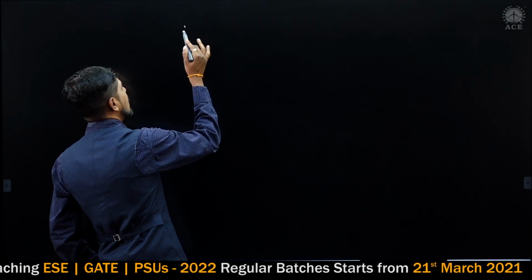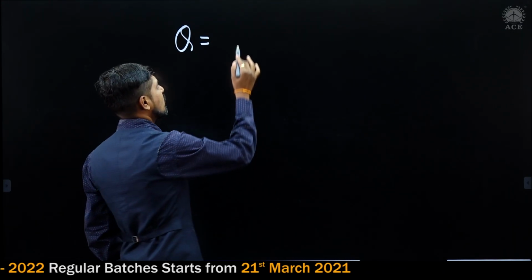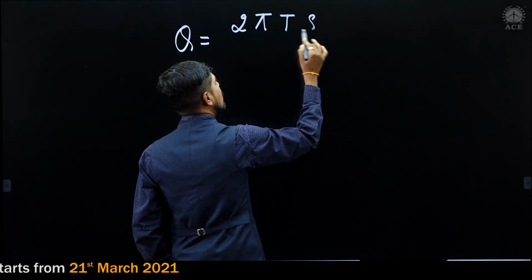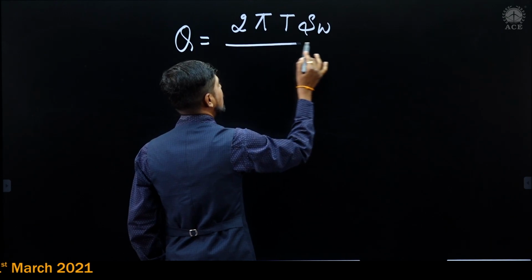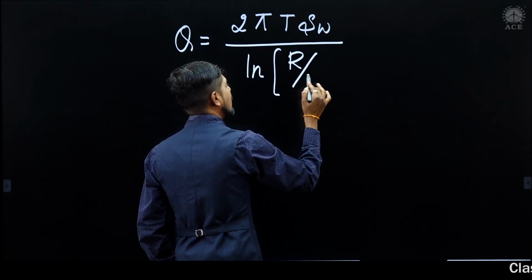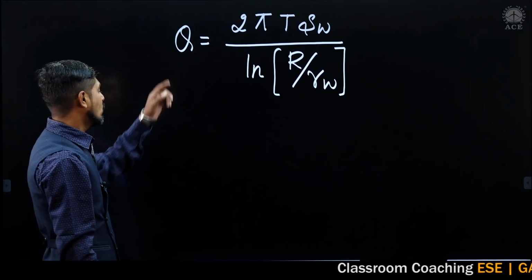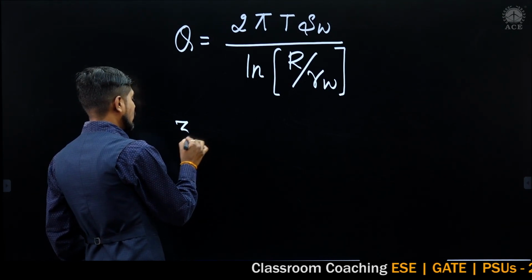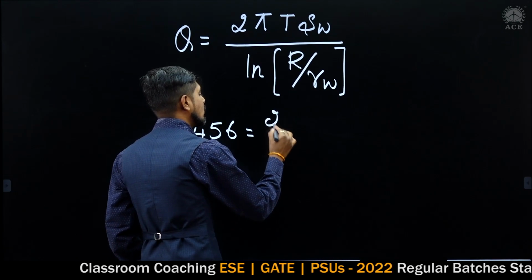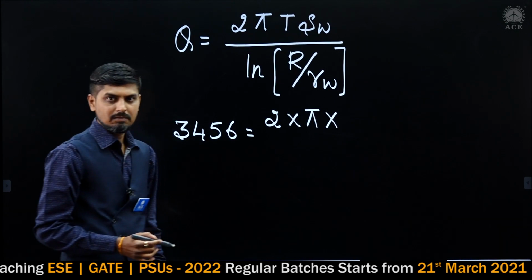So take the appropriate equation. As he has mentioned, this is a confined aquifer. Our formula will be Q = 2πT·Sw divided by ln of capital R divided by rw. Q value is 3456. This is equal to 2 into π into T.